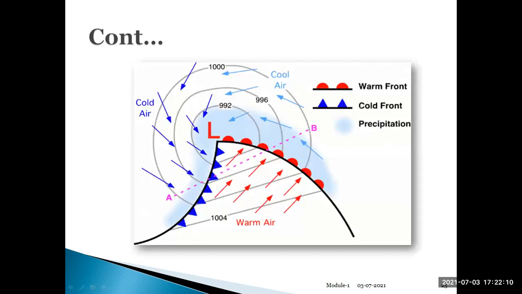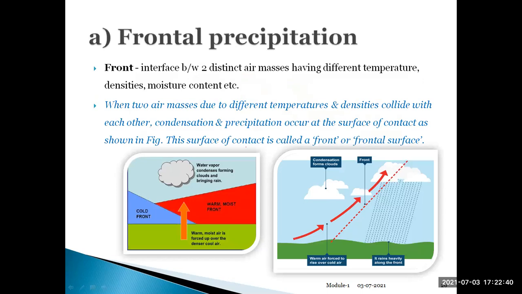And as you see here, the red color indicates the warm front and the blue color indicates the cold front. When the warm front and the cold front come in contact with each other, you can see the sky blue portion, that will be the precipitation. So when both the air masses come in contact with each other, the precipitation occurs. That is cyclonic precipitation. This cyclonic precipitation is subclassified into frontal and non-frontal precipitation.